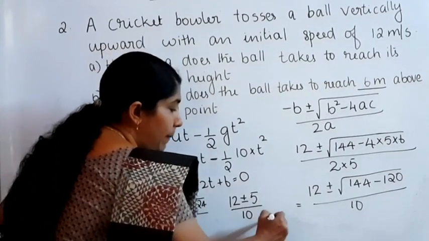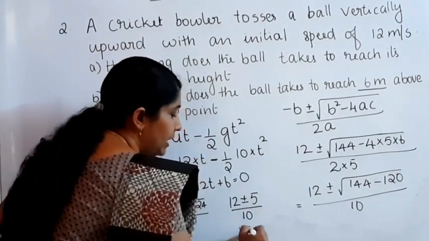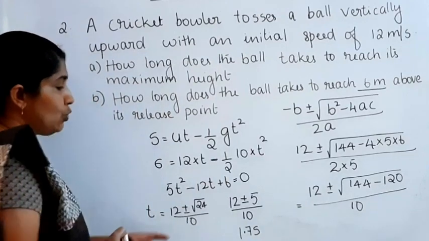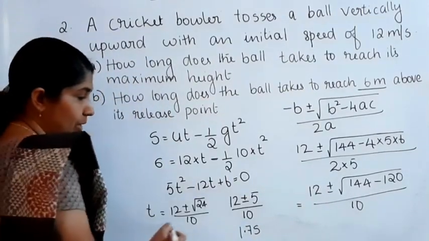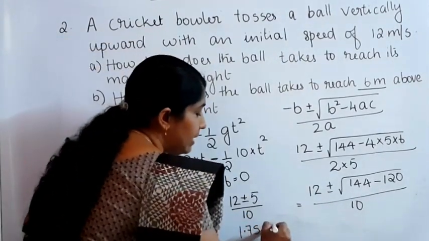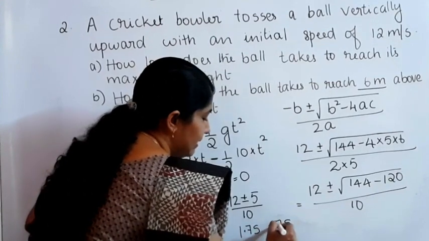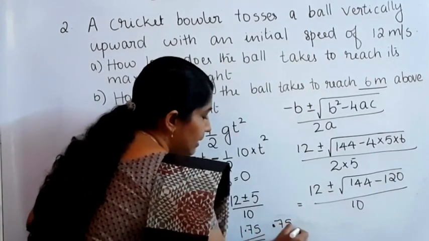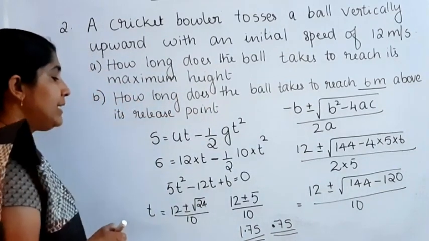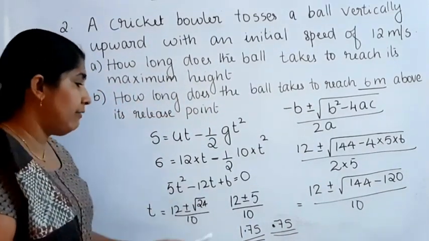equal to 1.7 seconds. And 12 minus 5 is equal to 7, 7 divided by 10, that is equal to 0.7 seconds. These are the two answers, 1.7 seconds and 0.7 seconds.